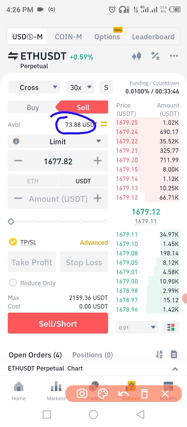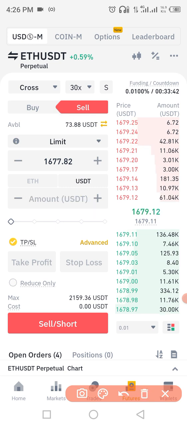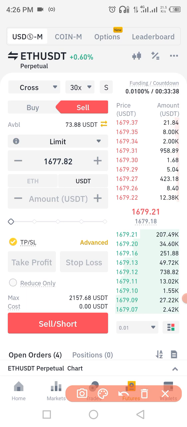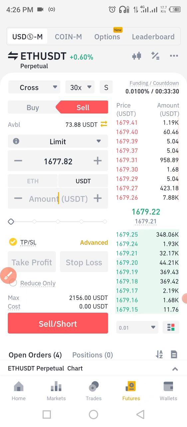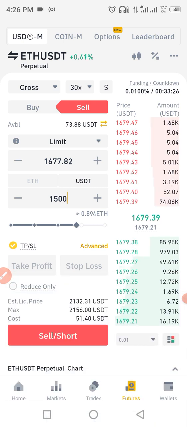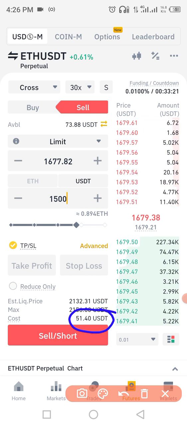Now, as much as I want to use $50 to short the market, I'm not going to come here and put $50. I'm going to multiply the 50 by my 30. That gives me 1,500. So I'm going to come here and put 1,500, having multiplied it by my leverage. You can see it already, and see how much it's going to cost you. It's going to cost me $51, so you can adjust it so it actually gives you $50.